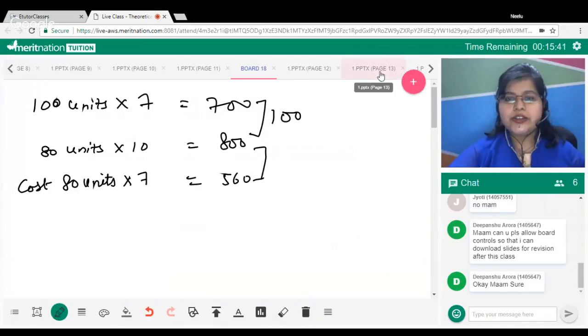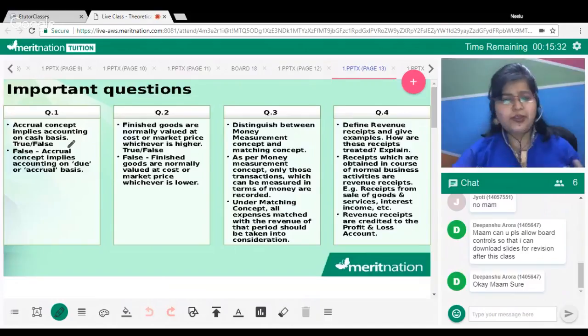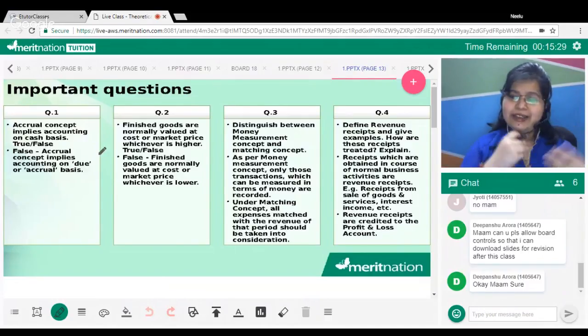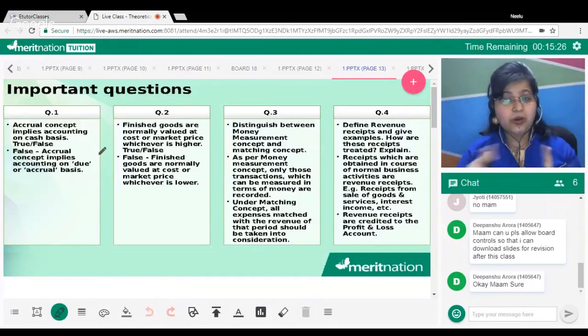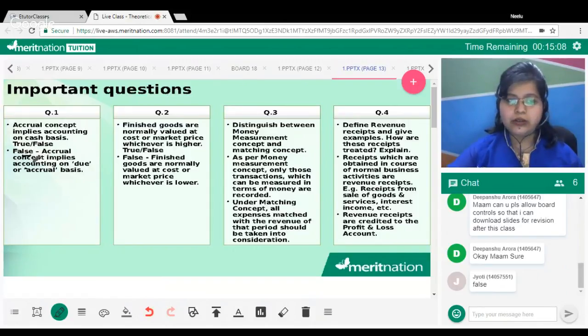All right. Now, guys, going to the questions. Some important questions I'm taking here. Question one: accrual concept implies accounting on cash basis. This is so stupid. Come on. Accrual means credit is also there, cash basis means only cash. What have we started all throughout? Accrual concept deals with expenses and incomes when they are due, not when they are paid. And what is cash basis? Cash basis deals with expenses and incomes which are paid only. So accrual concept is dealing with cash and credit both. So false.